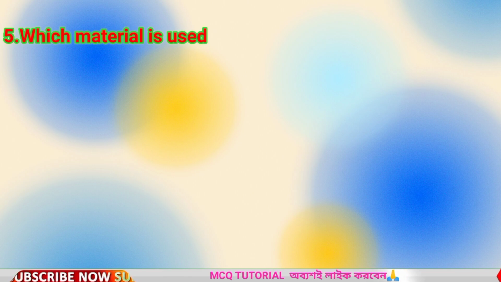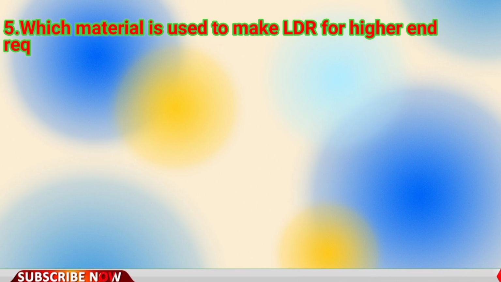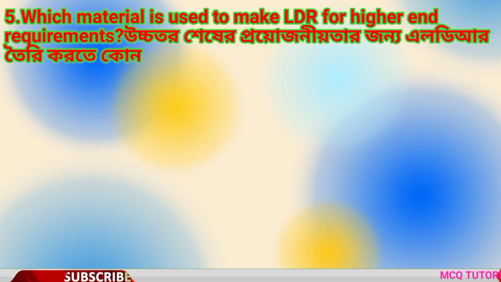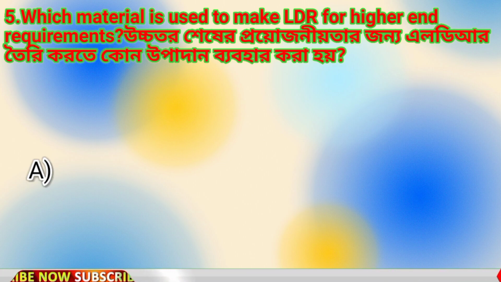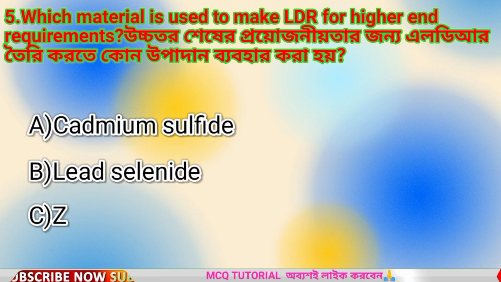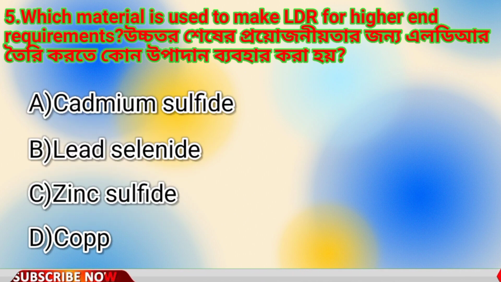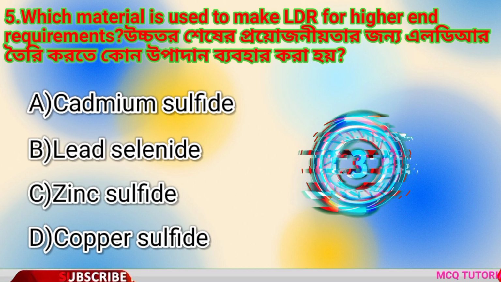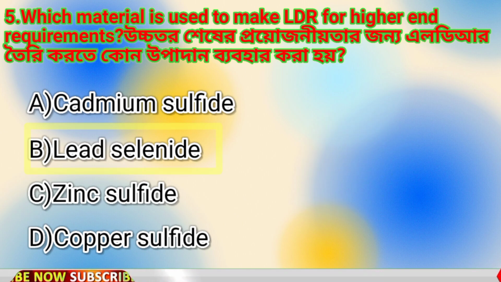Which material is used to make LDR for higher end requirements? Option A cadmium sulfide, option B lead selenide, option C zinc sulfide, option D copper sulfide. উত্তর হবে option B lead selenide.